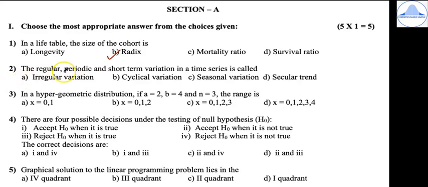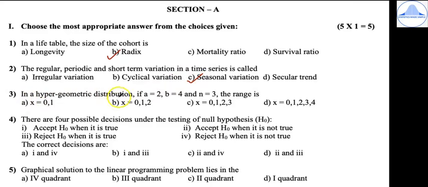Second question, the regular, periodic and short-term variation in a time series is called irregular variation, cyclical variation, seasonal variation, secular trend. It is the seasonal variation.